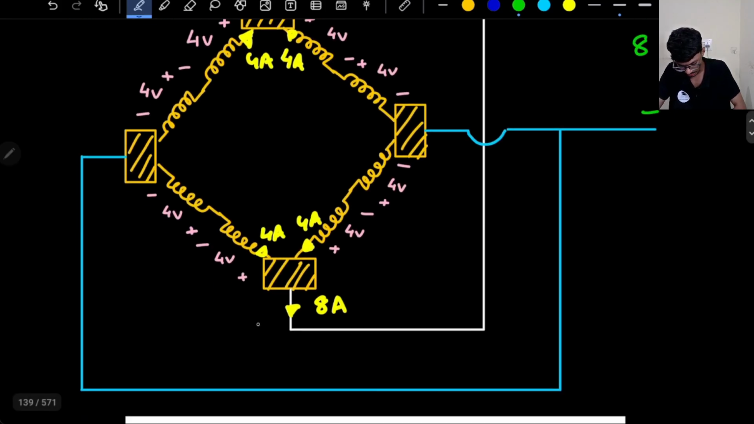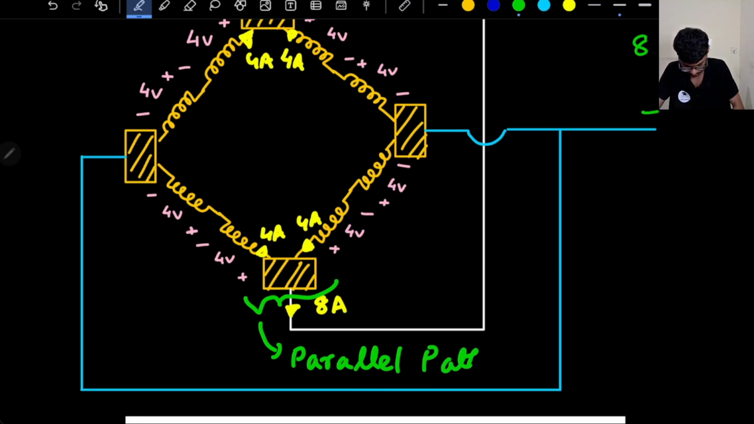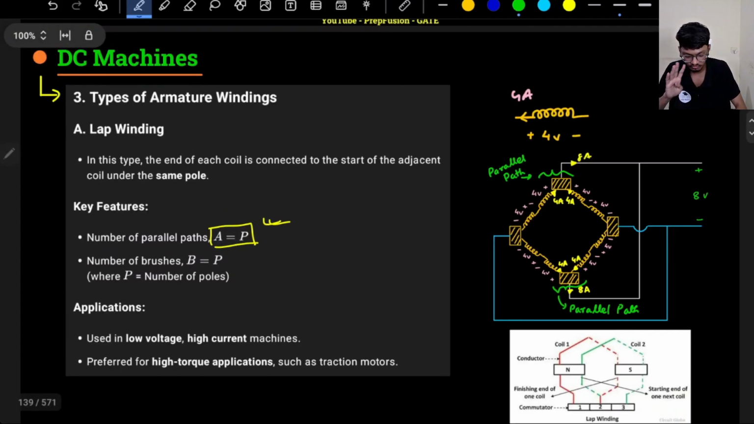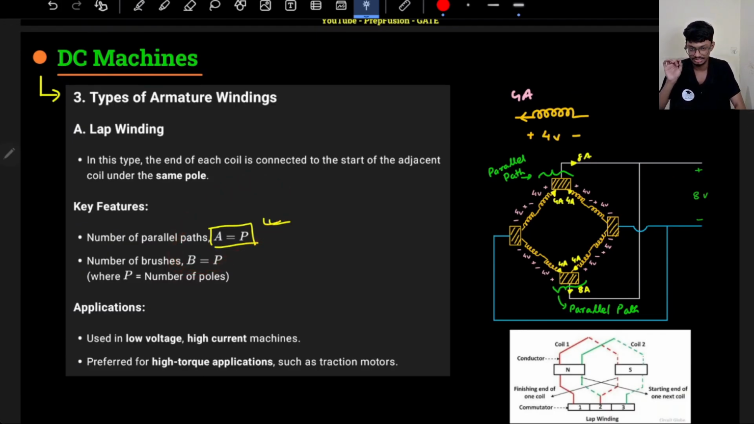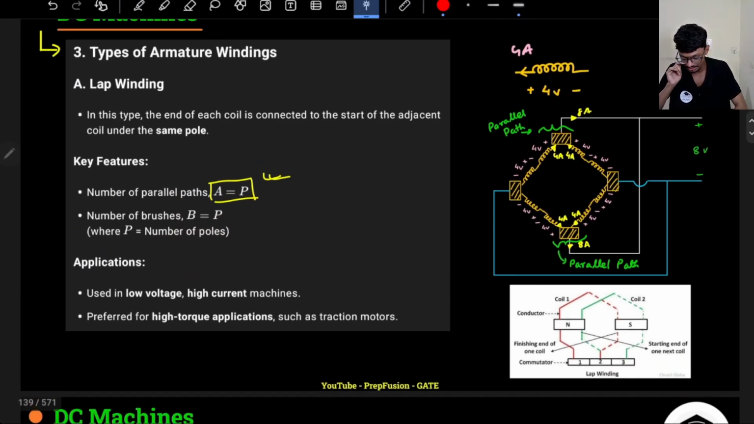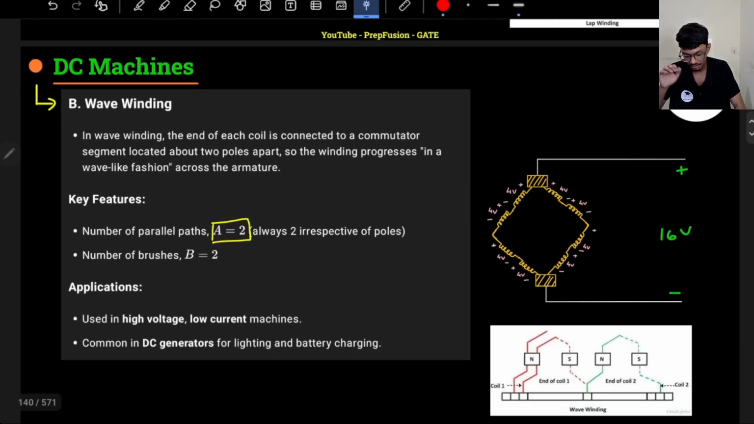And these are the two parallel paths. Okay, so overall I have 4 parallel paths, as discussed here. So this is lap winding, and lap winding is generally used for low voltage high current. I will explain why. Let's discuss wave winding.